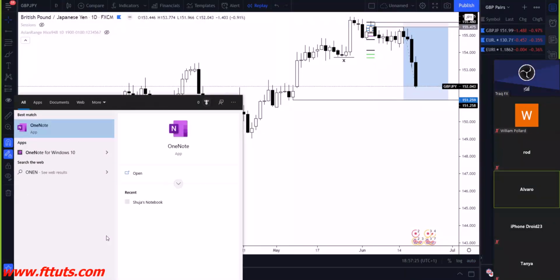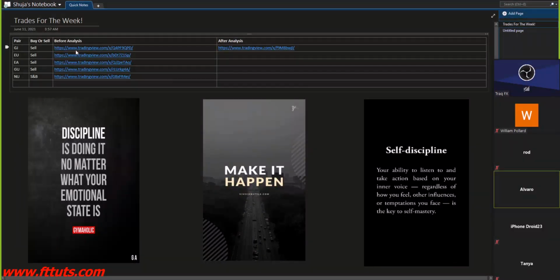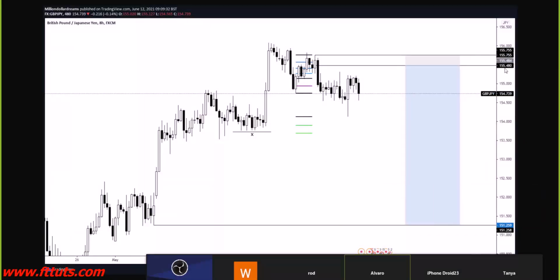Let me actually open up OneNote. Let me show you guys the before and after. I called this out in the chat as well. So this was the GJ sell I did call out. You can see we were looking to sell at 155,480. 155,480 was the sell we're looking to catch.